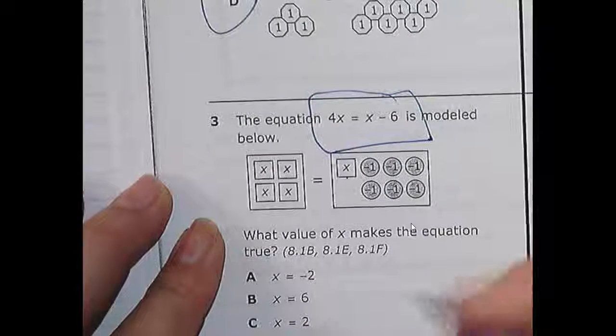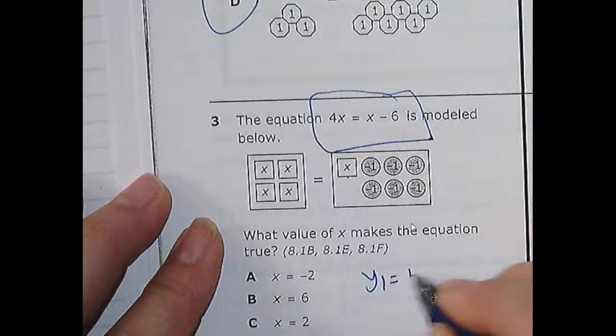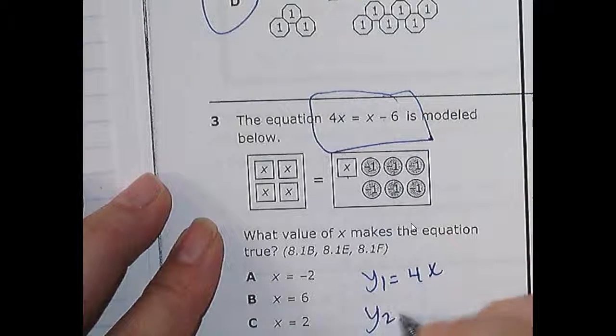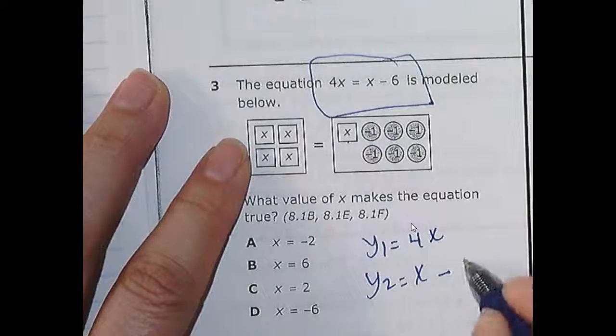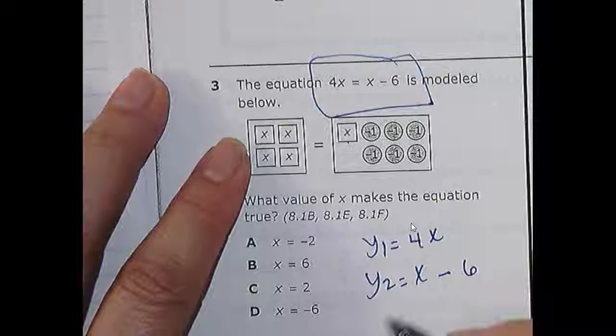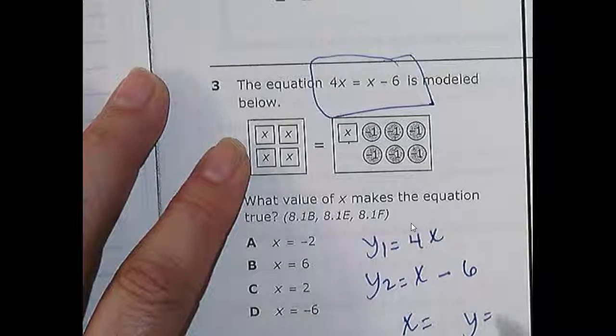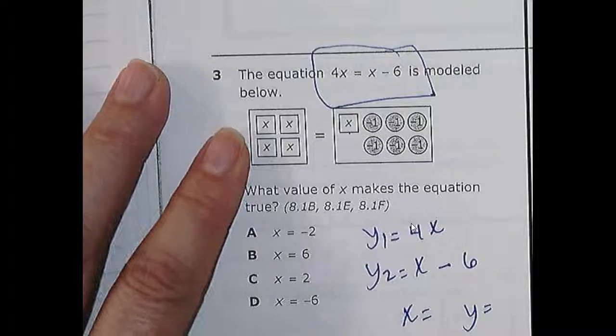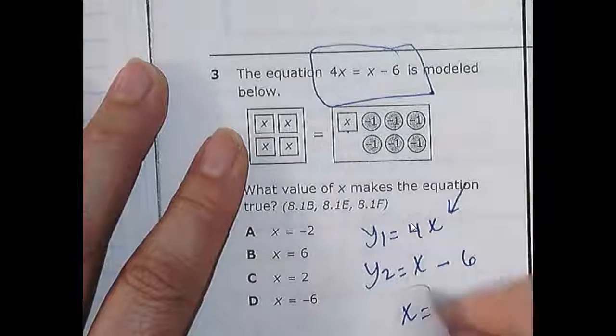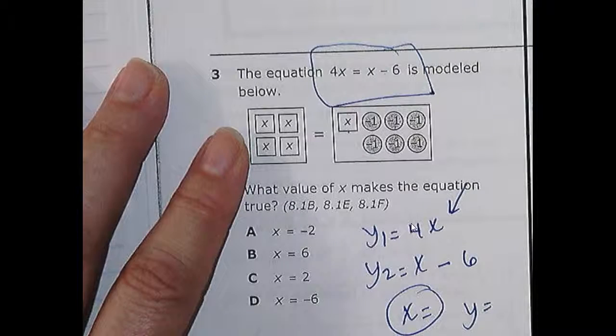So, what would Y1 look like? Y1 is going to look like 4X. What does Y2 look like? It better look like X, subtract sign, 6. And then you're going to do second trace, 5, 3, enters later, and it's going to say X equals, and it's going to say Y equals. And which one's the answer? What letter did you use? X. All pretty easy stuff.